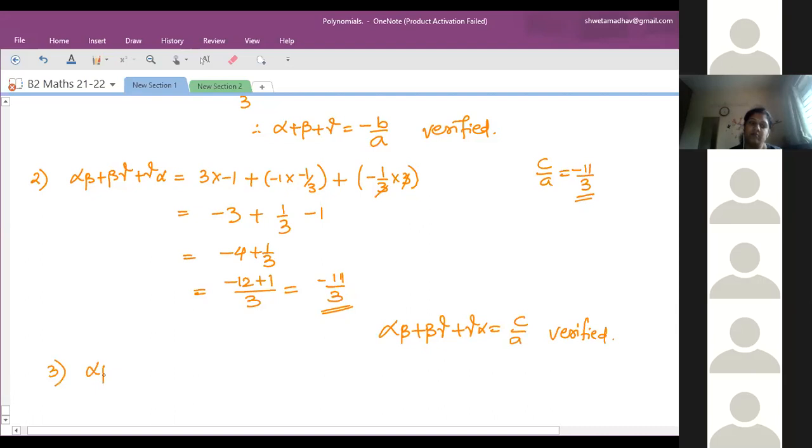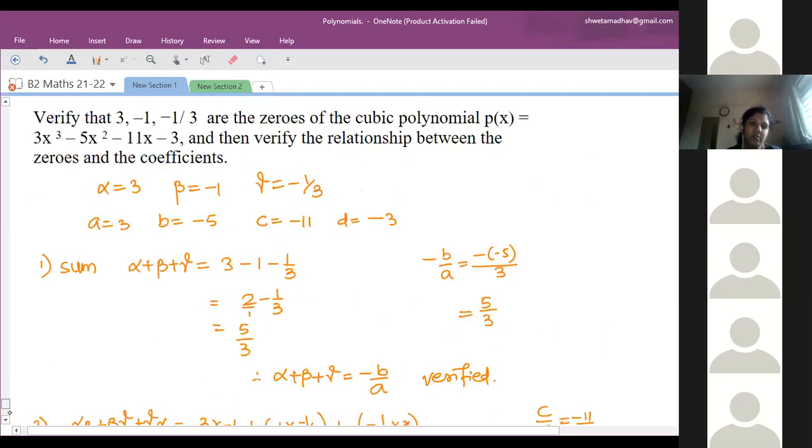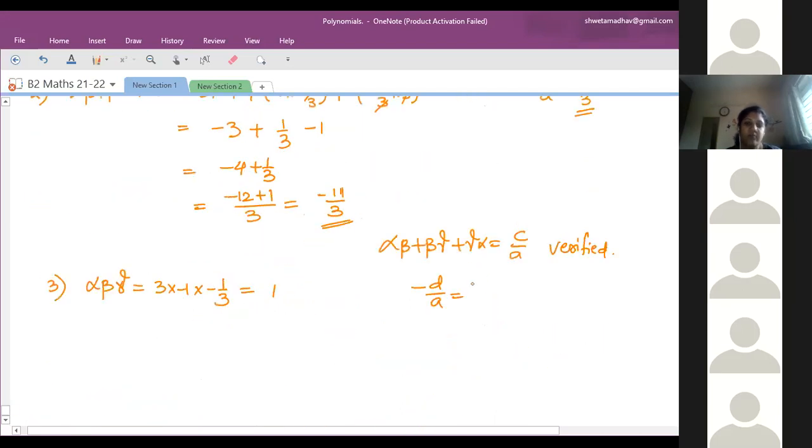Ma'am, but why do alpha beta, beta gamma and beta alpha... They have given that relation, therefore. Product of zeros, minus minus plus, 3 by 3 is 1. So plus 1. And minus d by a is equal to, d is minus 3 by 3. Minus of minus 3 by 3, which is 3 by 3. Answer is 1. Therefore, alpha beta gamma is equal to minus d by a.